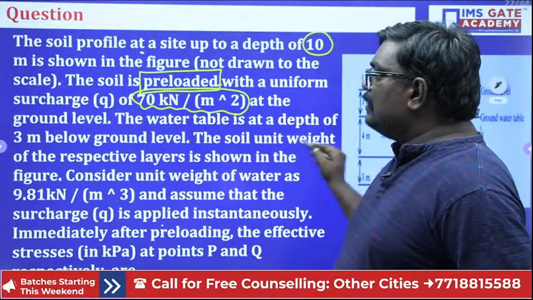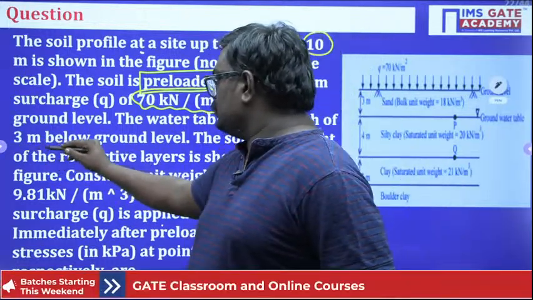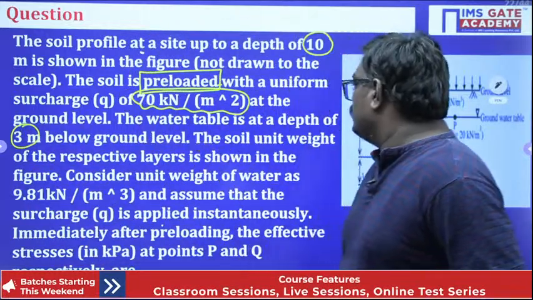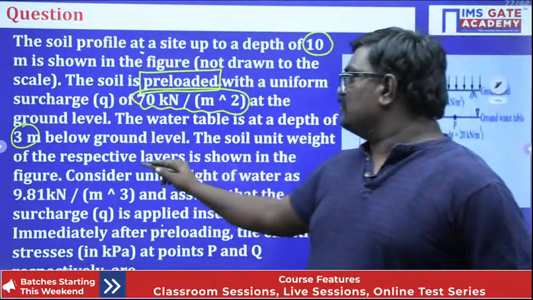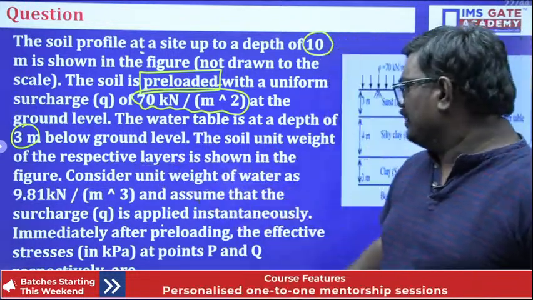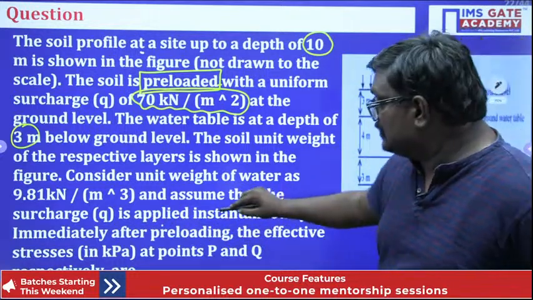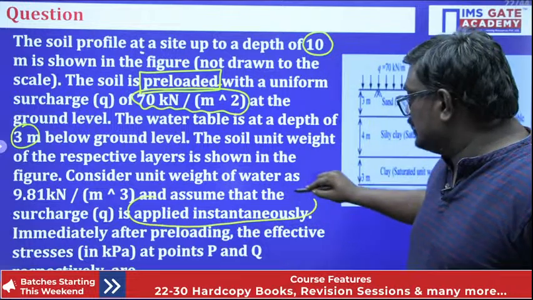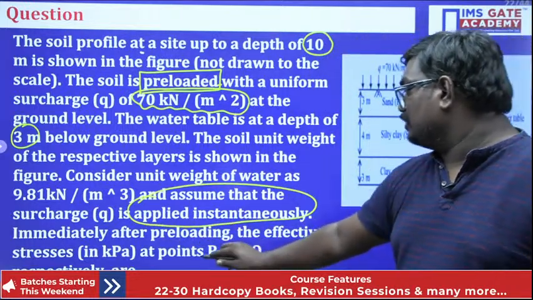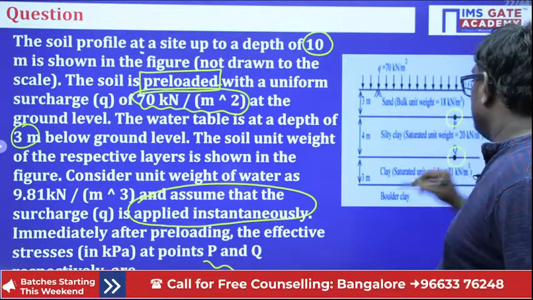The water table is at a depth of 3 meters. The water level is 3 meters below ground level. The soil unit weights of the respective soils are given, and assume the surcharge is applied instantly. This is very important, sir. And the surcharge is applied instantly after preloading. The effective stress at P and Q. So he is asking what is the effective stress at P and Q.